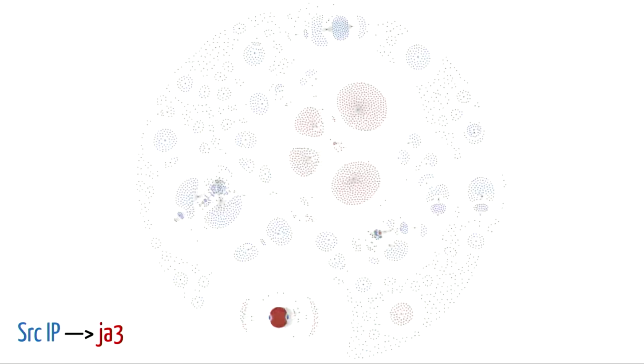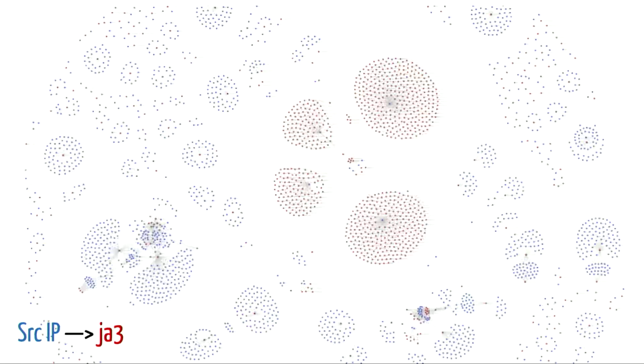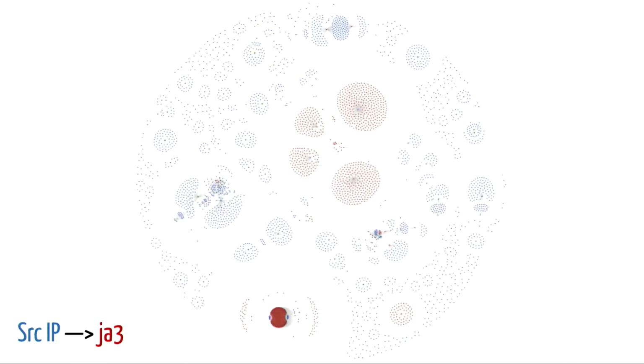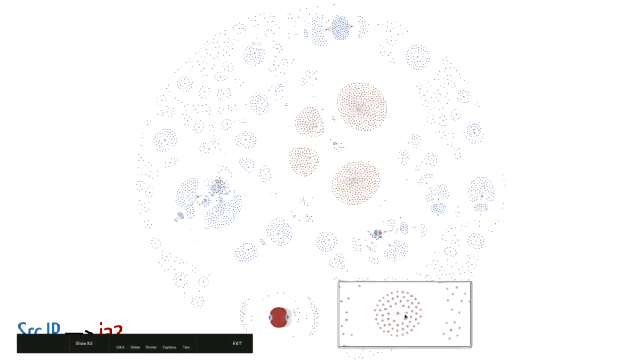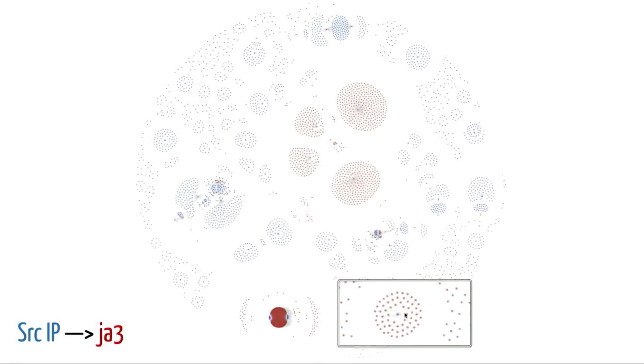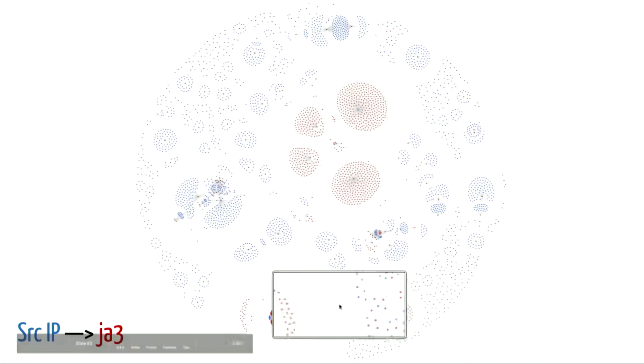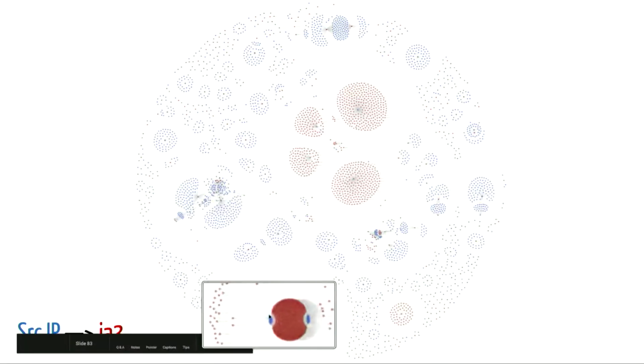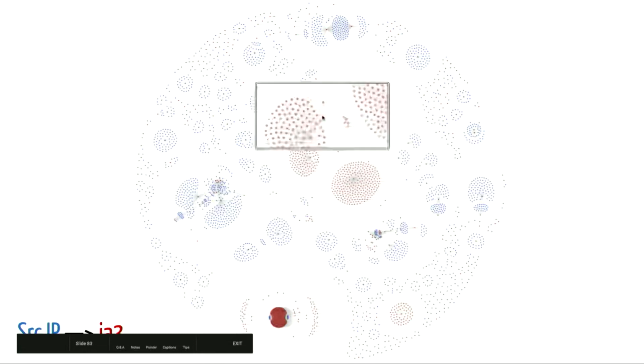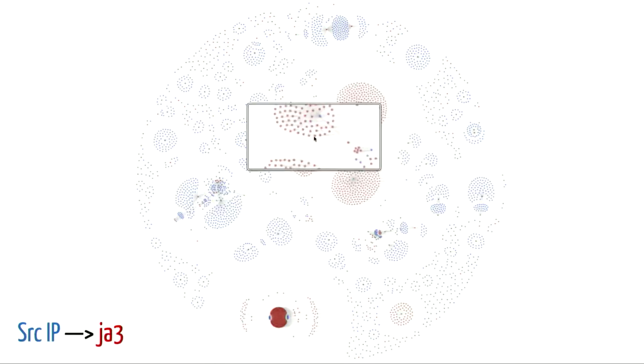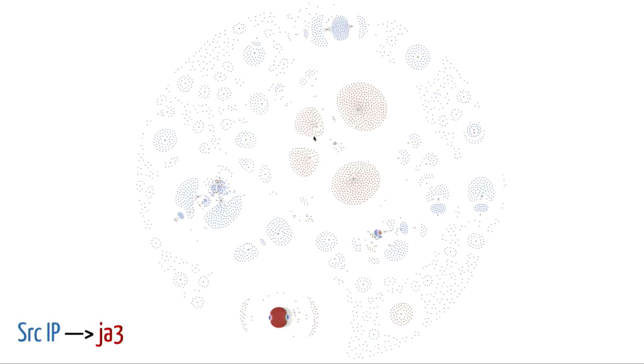But let's go back and zoom into a couple of more interesting things. We have 3 outliers here, which is 1 or a few IPs and then many JA3s, like 300 or 400 different fingerprints. We have another one here, and another one here. This one is my favorite, so let's zoom in and learn more about it.